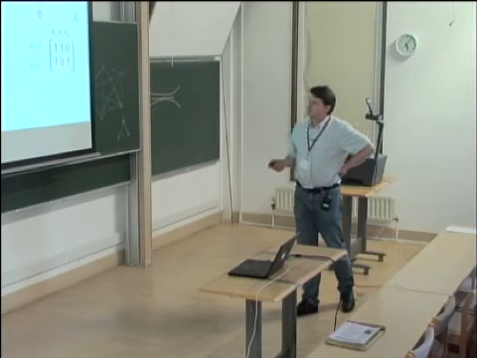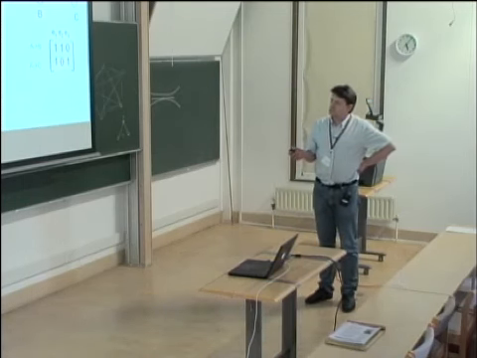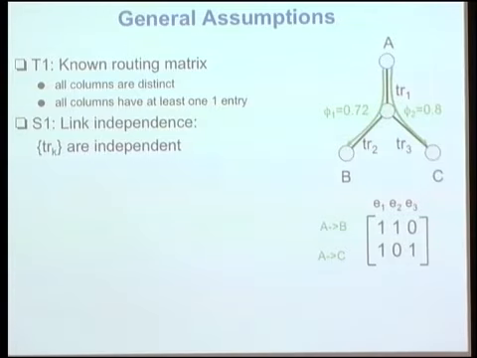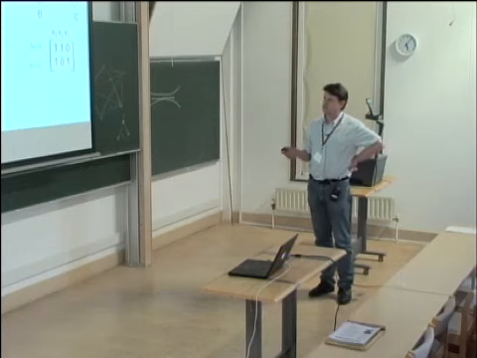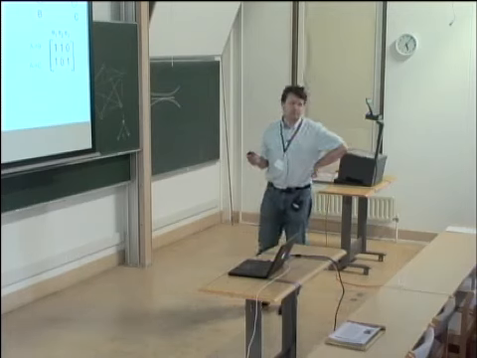The second assumption, which is key here, and which, as Walter explained, might actually be wrong, because that's what we infer from measurement, is that we have link independence. Essentially, the transmission rates on each of these links are assumed to be statistically independent from each other, but non-identically distributed.